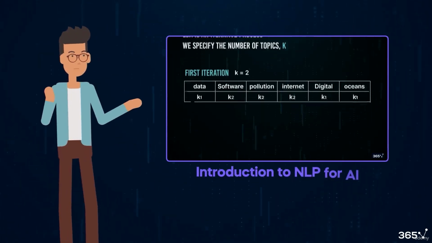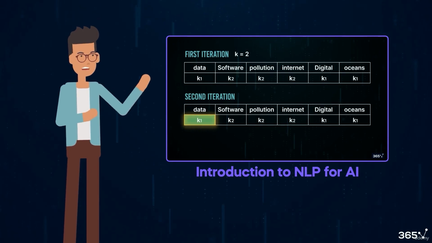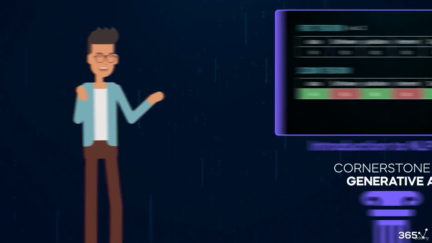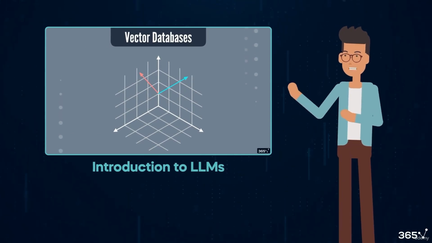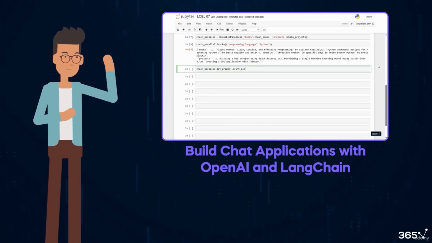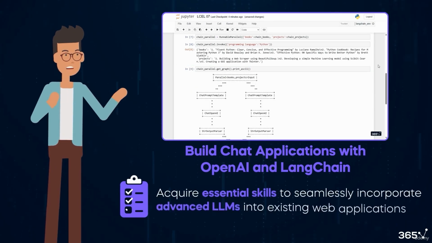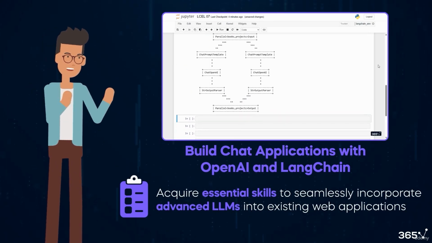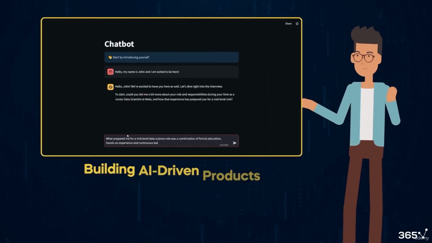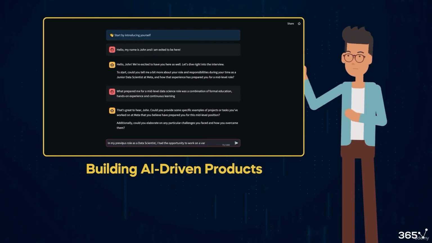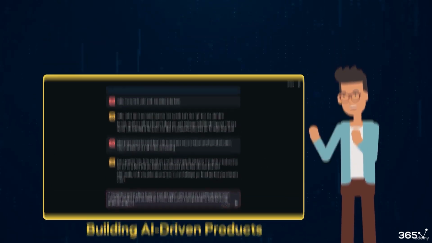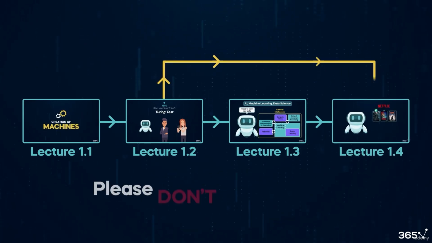Next, apply your Python skills to natural language processing, the cornerstone of generative AI. After exploring the NLP module, you'll progress to studying large language models and transformer architectures. In the Programming with LangChain module, you'll acquire essential skills to seamlessly incorporate advanced LLMs into existing web applications. Naturally, we've saved the best for last, a practical case study consolidating the course material and showing you how to apply LLMs effectively.